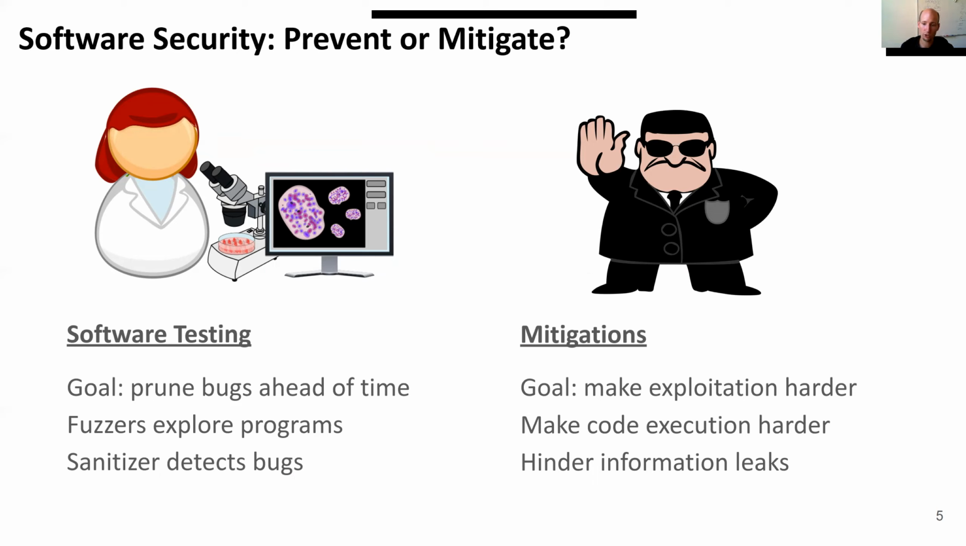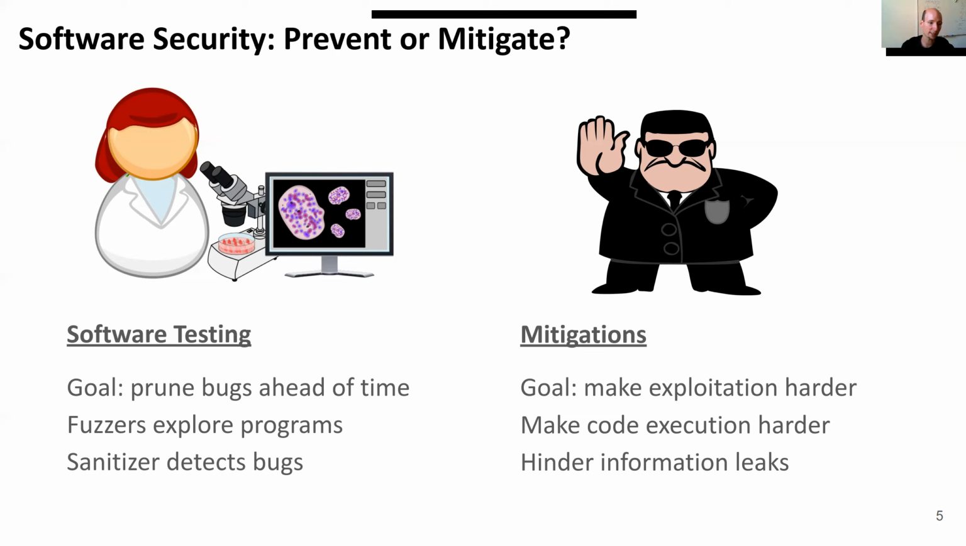So code execution should be made harder and information leaks should be made less likely. Now, the issue here is that it should have as little performance overhead as possible, because it's like an insurance policy that you're paying. You're paying a little bit during execution, and you want to be protected against certain risk of exploitation. So it's very similar to an insurance policy.